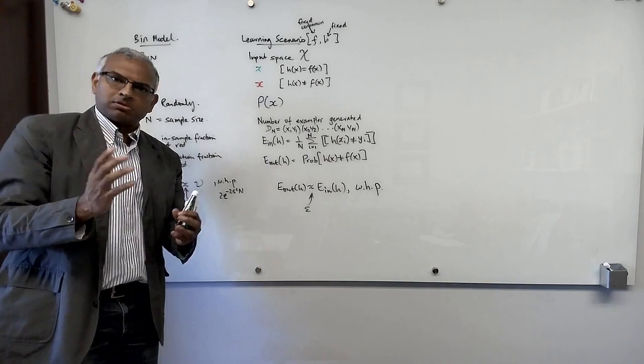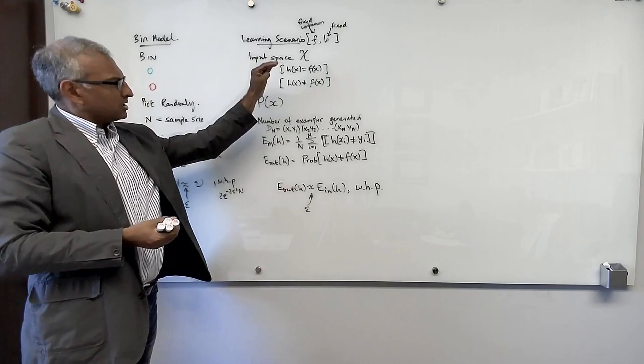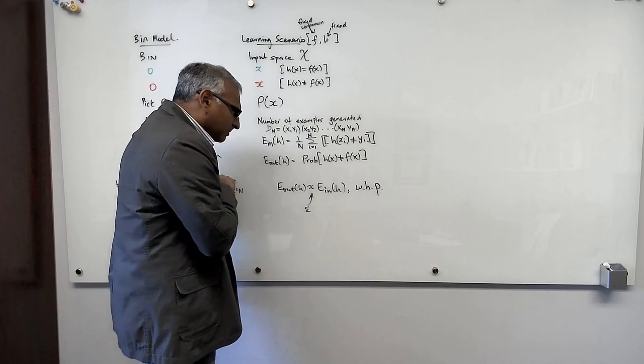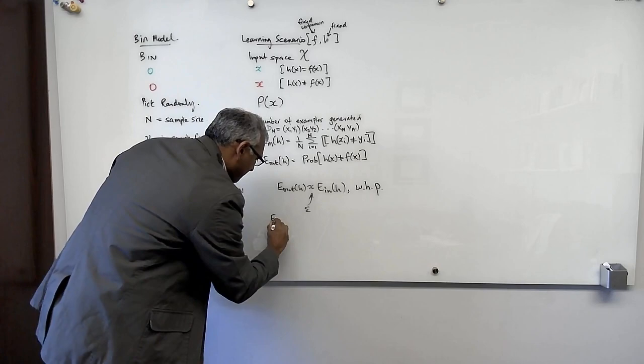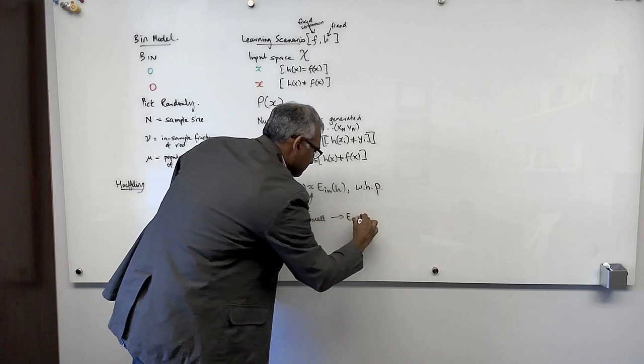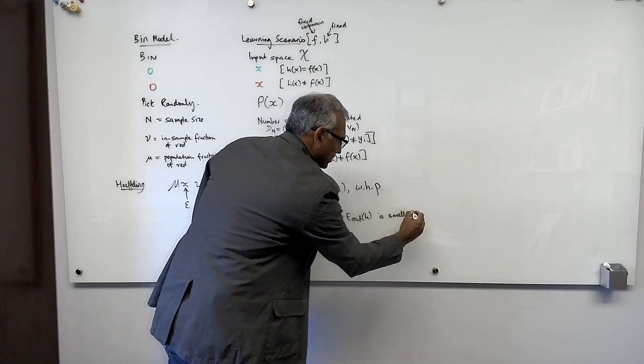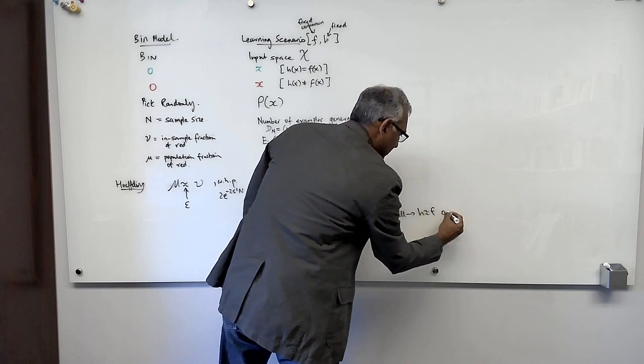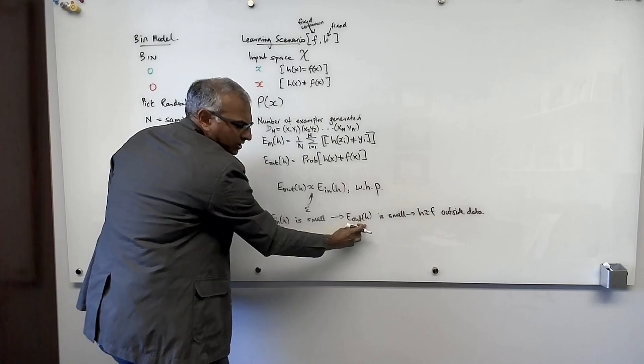It looks like we have been able to port the learning scenario to the bin model, and we're done. Not quite. Why? Because if you think about this, what does this say? This says that if E_in of h is small, then E_out of h is small. And so h is approximately equal to f outside the data. Because E_out has to deal with outside the data, and that's fantastic.